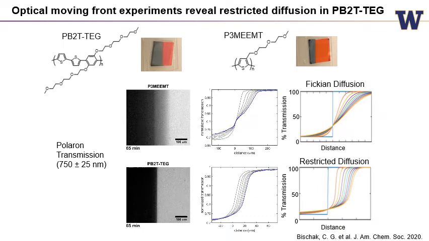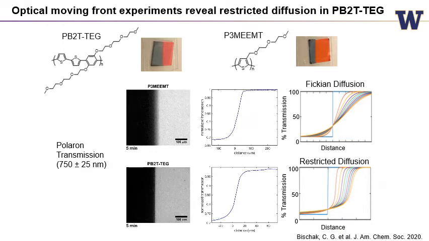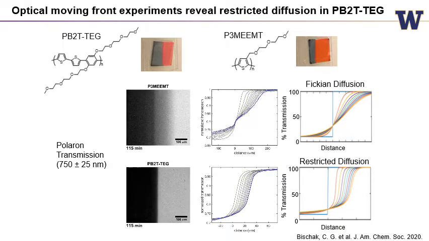And we can perform calculations to model these two diffusions. So this is what you would expect for Fickian diffusion, which looks a lot like P3MEEMT. And if we restrict our diffusion just by having two different diffusion constants in the undoped and doped regions, we get something that looks a bit more like PB2T-TEG.